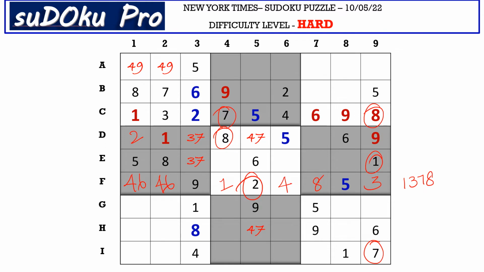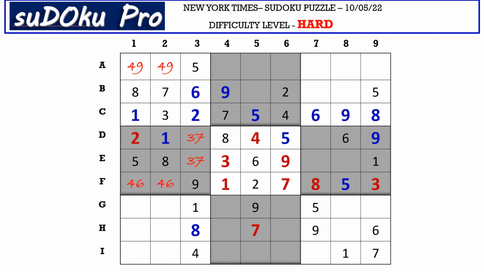This 4 cancels out the 4 here. So D5 takes 7 and G5 takes 4. Now in this block the missing numbers are 3 and 9. There is a 9 blocking from here. So E4 takes 3 and E6 takes 9. This 3 cancels out the 3 here. So E3 now becomes 7 and D3 takes 3.